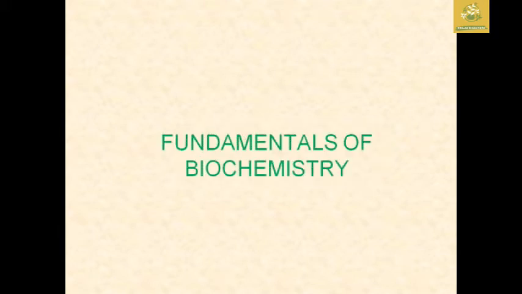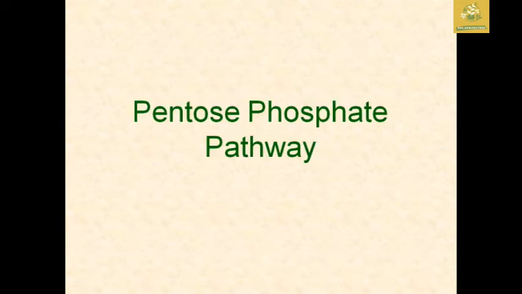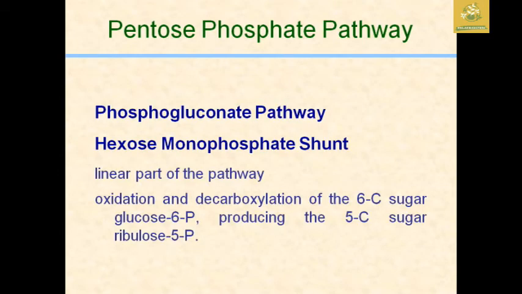In this video, we are going to see about fundamentals of biochemistry. I am going to teach you Unit 4, which is the continuation of glycolysis and the citric acid cycle. The lecture topic is the pentose phosphate pathway, which is also known as the phosphogluconate pathway as well as the hexose monophosphate shunt. These are the other two names given for this pathway.